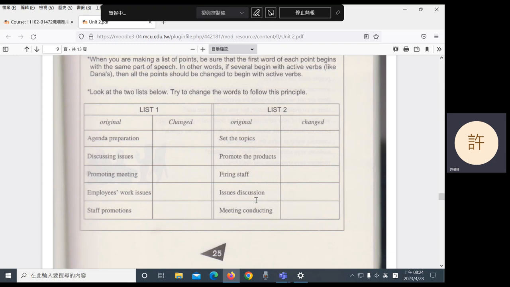Issues discussion. This should be discuss issues. Meeting conducting. This should be conduct the meeting. Okay? Okay.